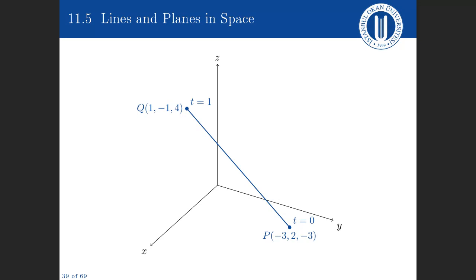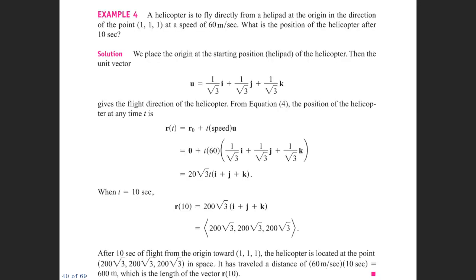And here is a picture of this line segment. Let's take an example from the book. A helicopter is to fly directly from a helipad at the origin in the direction of the point (1, 1, 1) at a speed of 60 meters per second. What is the position of the helicopter after 10 seconds?